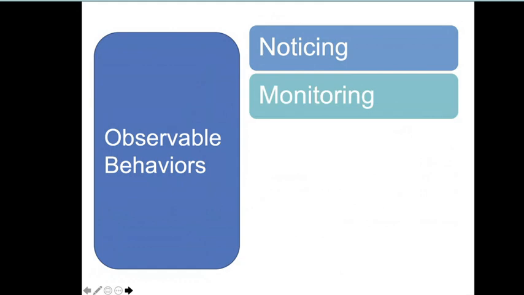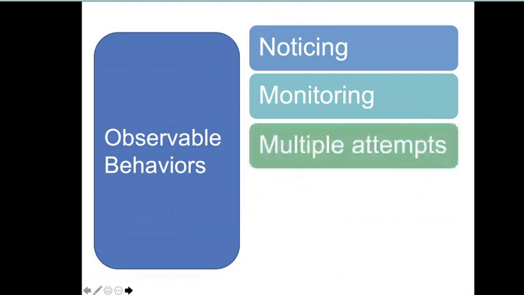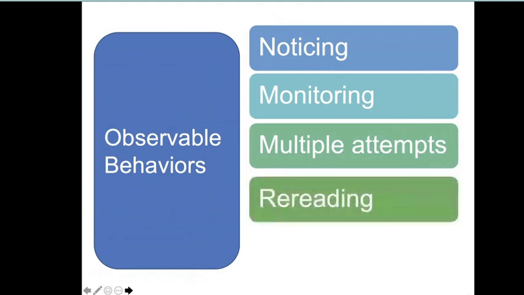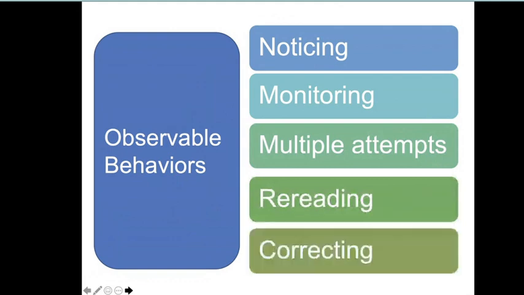Now, there are other signs. Students who make multiple attempts are also taking action. So sometimes kids just stop because they know it's not right, but you really want them to try it and to see what would make sense and also look right. The rereading, the correcting, these are things you want to look for as a student is reading.